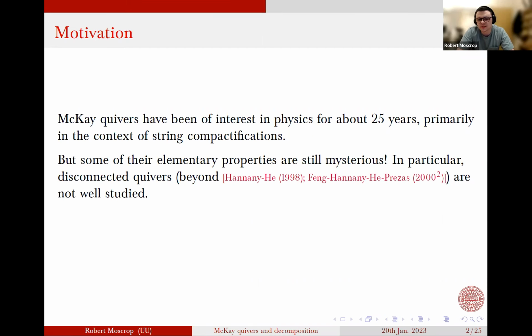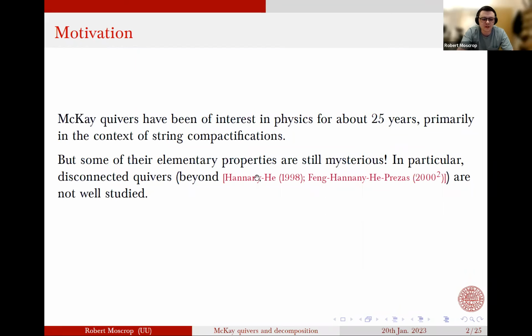This has only got a partial answer so far, but maybe more strikingly is this property of disconnected McKay quivers. This can occur, and it occurs very often. And yet they're not really well studied beyond these papers here by Hanany, He, Feng and Prezas, where they discuss them in a bit of a physicsy way, but really they are the best description we have so far. So the point of this work, and why Shani and I really wanted to understand this, is, one, can you start making sense of these disconnected quivers mathematically? And two, what is the physical consequence of these things?